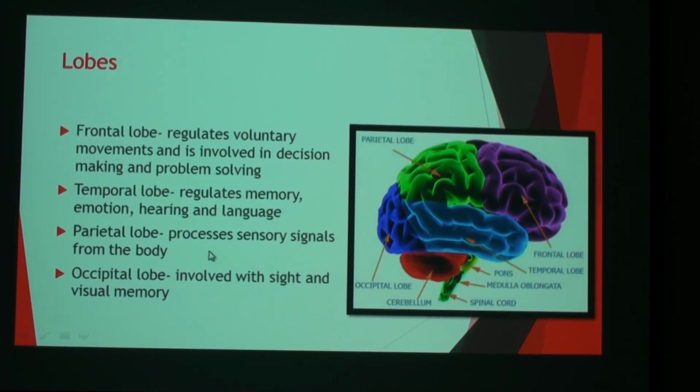Next we have the parietal lobe, which is right here on top in green. And it processes sensory signals from the body. And lastly we have the occipital lobe right here in royal blue, and it will be on the back of your head. And it is involved in sight and visual memory.